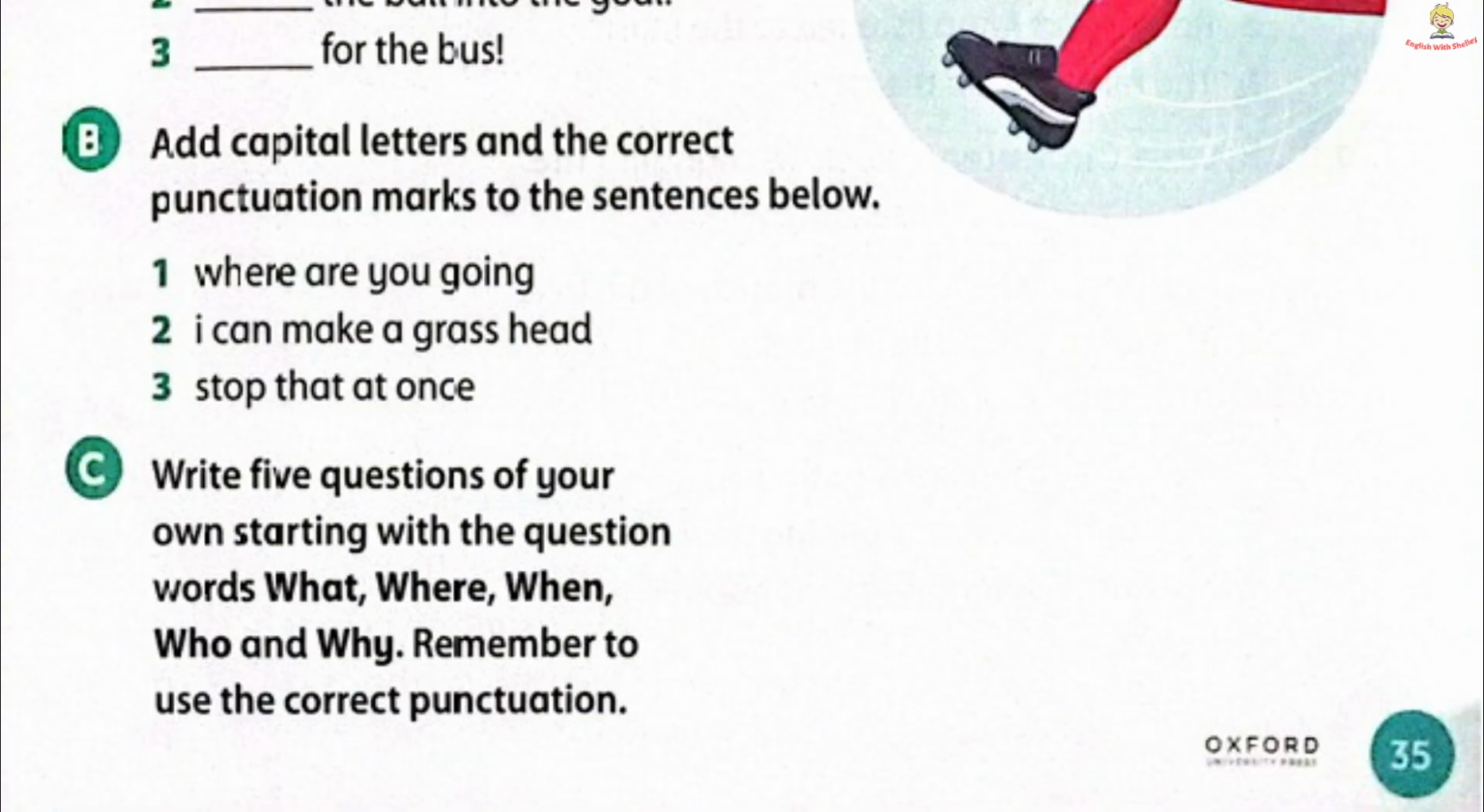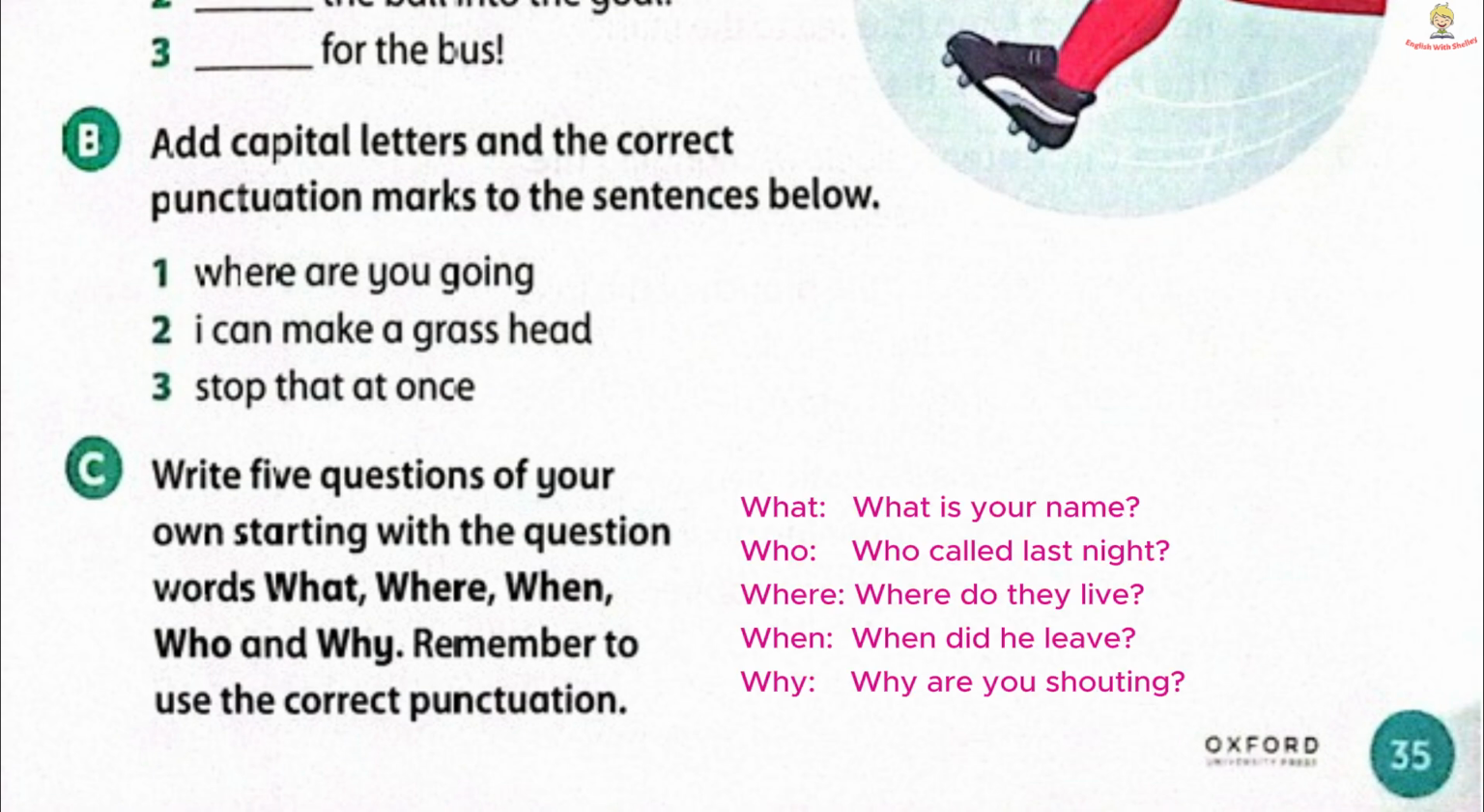Part C. Write five questions of your own starting with the question words what, where, when, who and why. Remember to use the correct punctuation. So here you write sentences with those words. Here are the sentences. Now move to the next page.